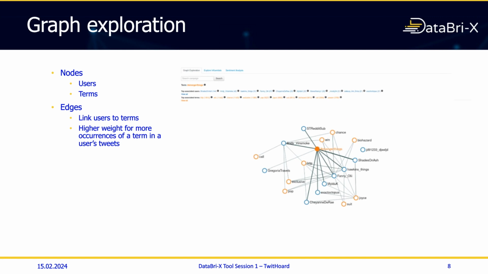The ability to explore the dataset is also made available to the user. Users and terms that constitute the dataset are presented in a graphical way, and terms and users can be added and removed from the graph interactively. The edges denote links between users and terms. The thicker an edge is, the more times the user has mentioned a term in their tweets.